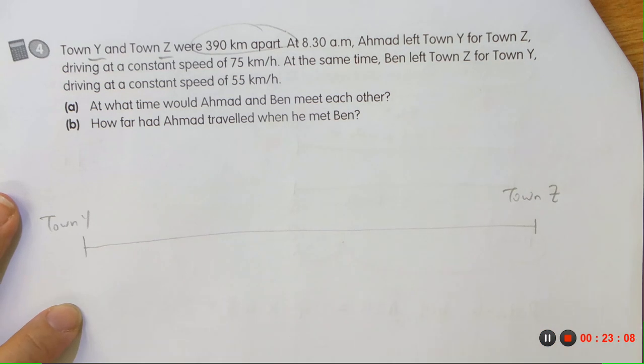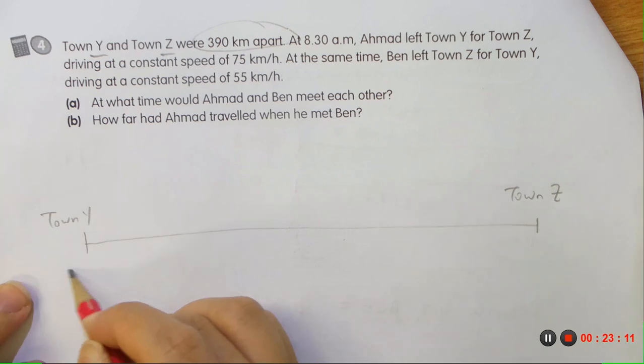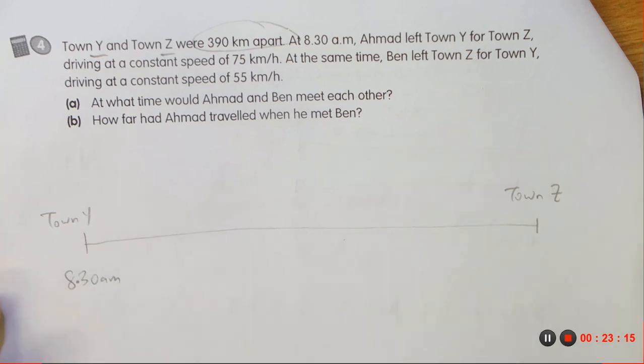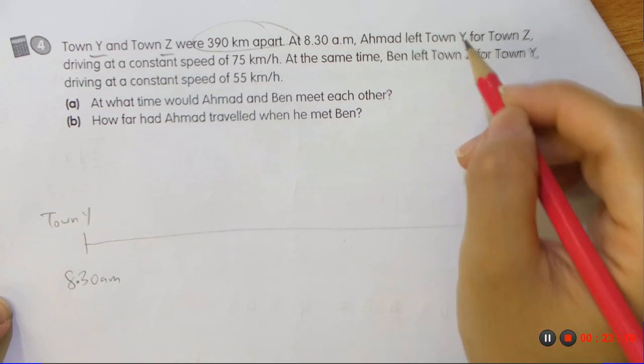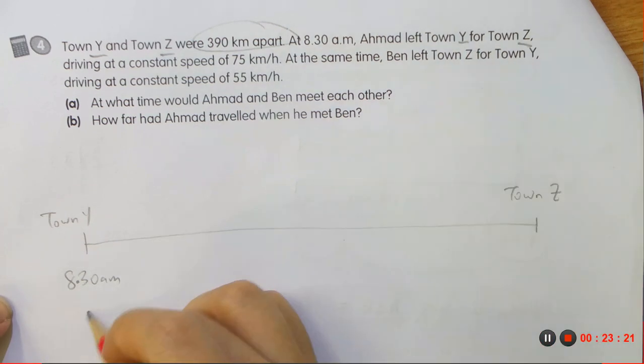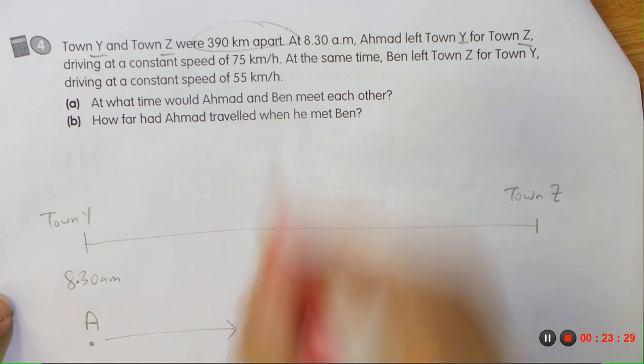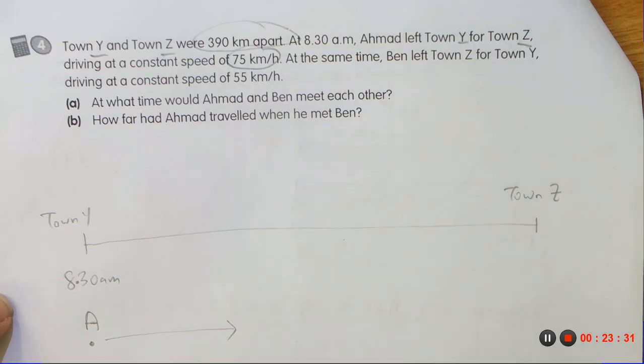At 8:30 a.m. start. Ahmad left town Y for Z. Ahmad is going to go from Y to Z at a speed of 75 kilometers.